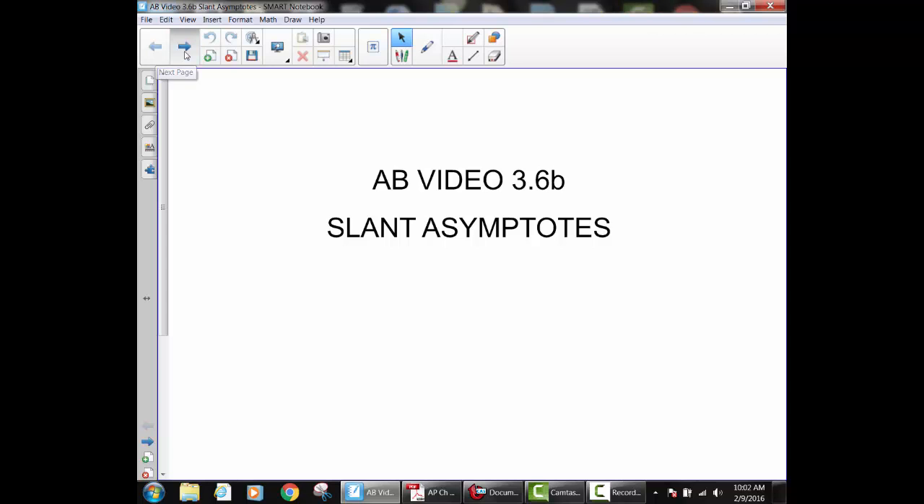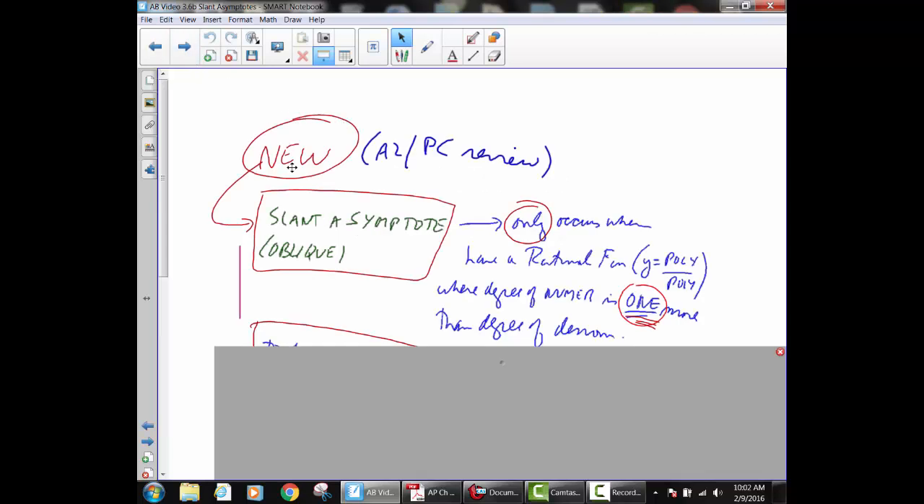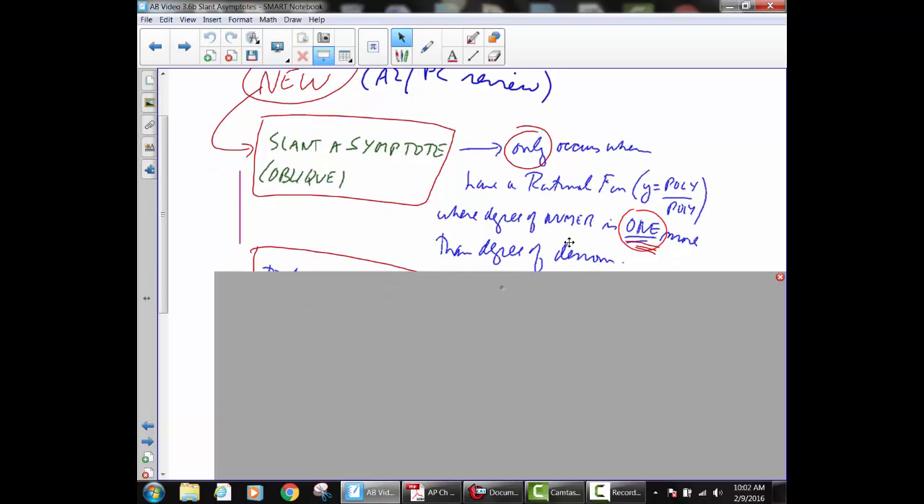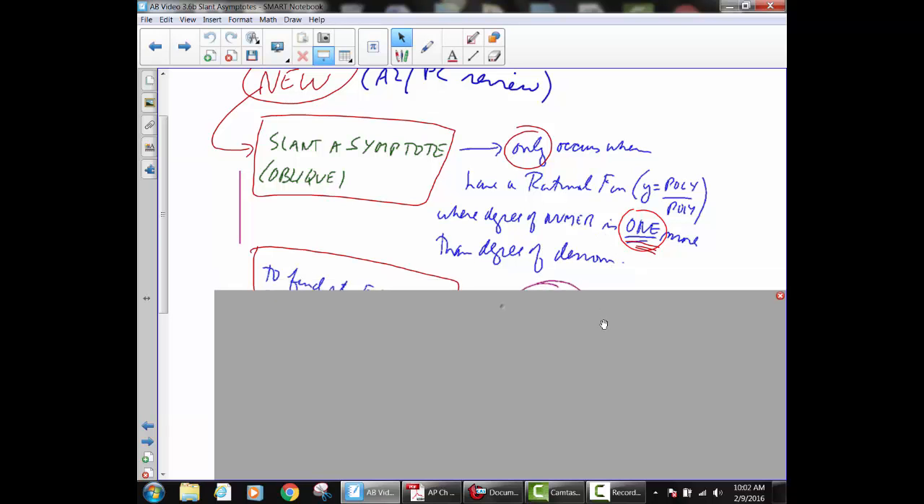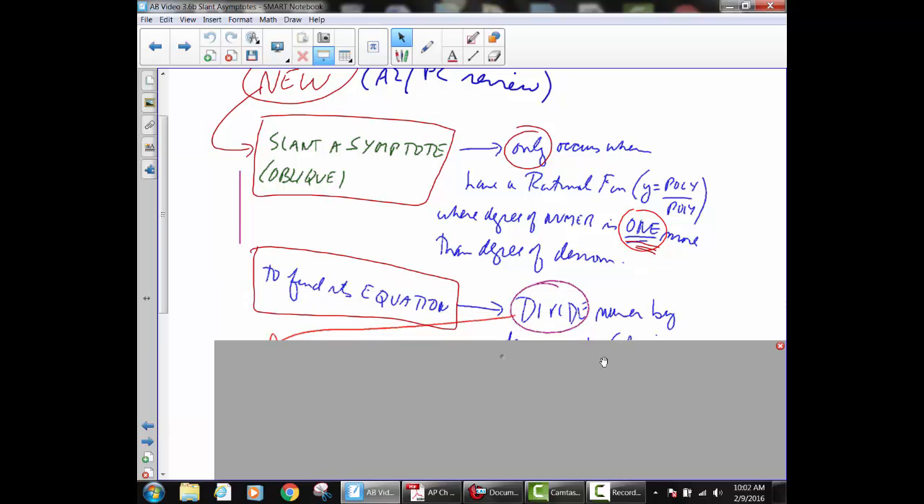Again, review from Algebra 2 and Pre-Calc. So although it's new for us right now this year, slant or oblique asymptotes are Algebra 2 Pre-Calc review. It only occurs when you have a rational function, y equals a polynomial over a polynomial, where the degree of the numerator is 1 more than the degree of the denominator. If it's 2 more, there's no slant asymptote.